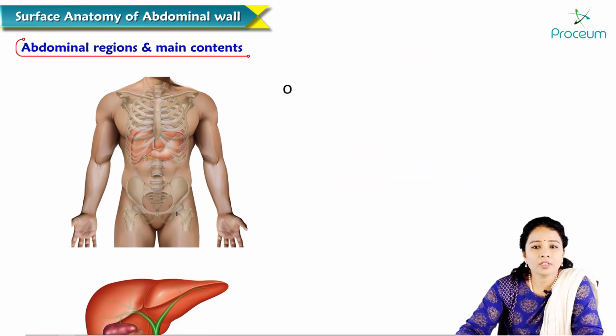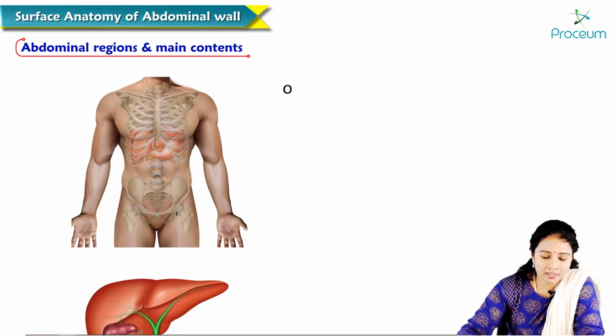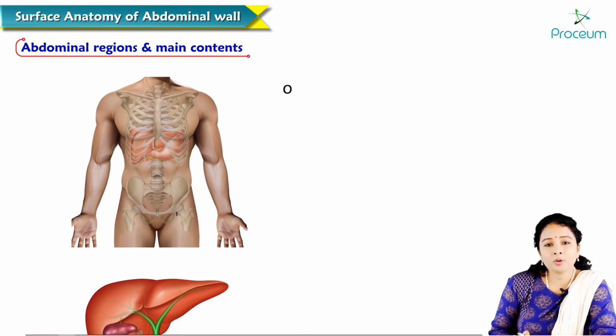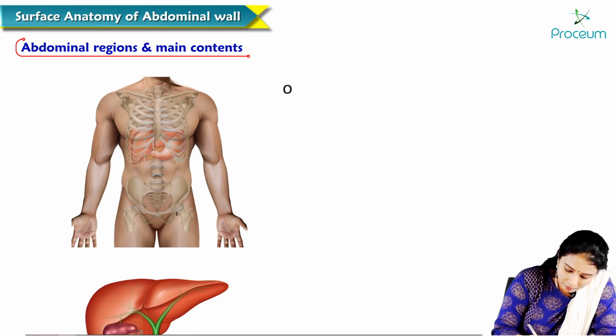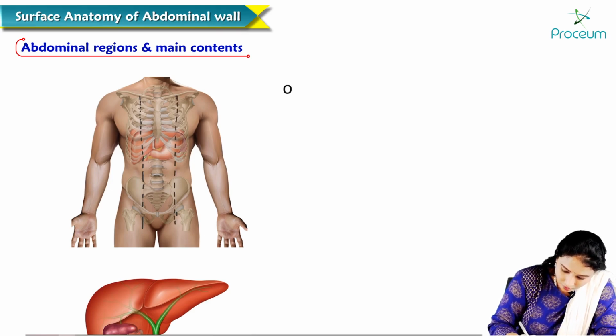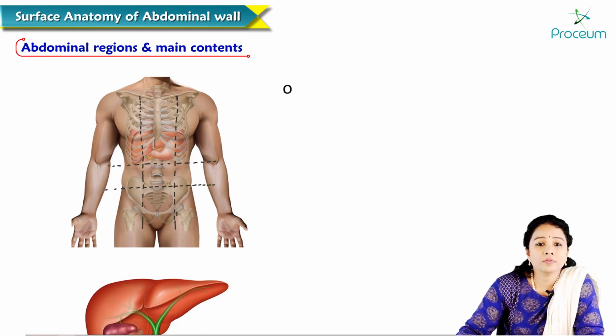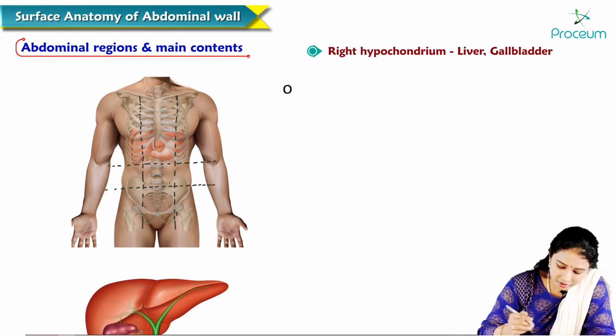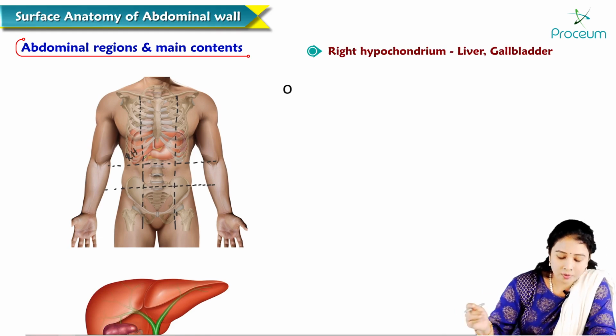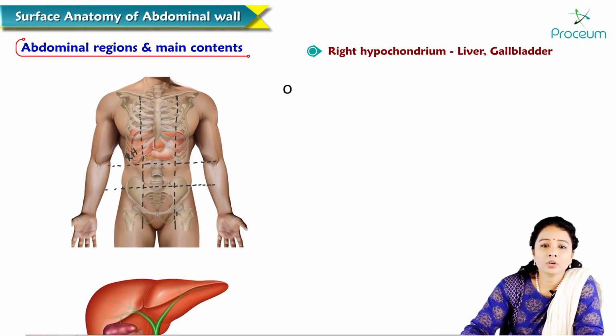So let's see the abdominal regions and their main contents. We said initially the abdomen is divided into 9 regions by 2 vertical planes, which are the midclavicular lines, and 2 horizontal planes. One is the subcostal plane, the other is the transtubercular plane. The first region is the right hypochondriac region, where the liver and gallbladder are located.